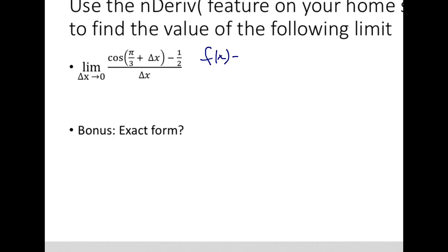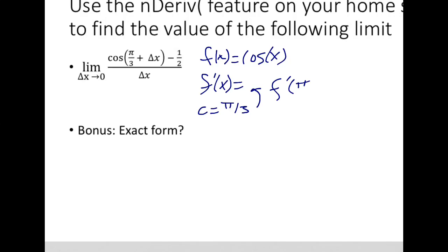F of x, the function, is going to be cosine of x. Normally we would say, well, what's f prime of x? But I don't know how to take the derivative of cosine of x. So we need to use our calculator instead. We need to identify the c value of pi over 3. And now we need to put this together and find the derivative of cosine of x at pi over 3, which I'm going to write as d over dx of cosine of x at the x value of pi over 3.